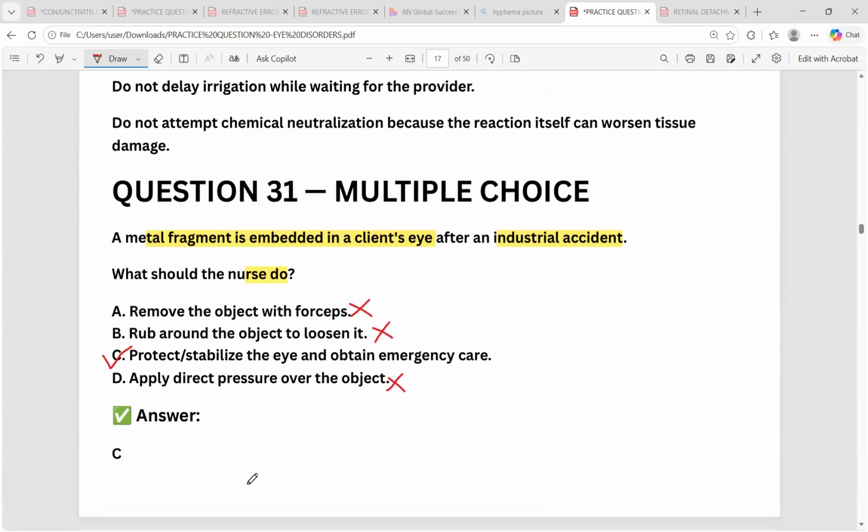So which strategy have we applied here? We read the options and compared them with the scenario, because a metal fragment embedded in the client's eye relates to a penetrating injury. So we identified which options are appropriate for the situation and which are inappropriate. We eliminated the inappropriate actions and chose the appropriate action as the correct answer. So the correct answer is to protect and stabilize the eye and obtain emergency care. Understood? Okay, good.